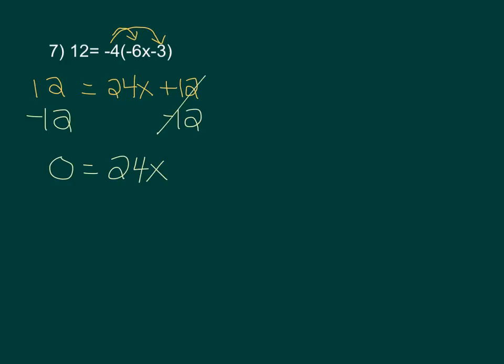Now x is still not all by itself, it's still got this 24 with it. And this is multiplication going on here. So in order to get rid of the 24, I'm going to divide by 24. And 0 divided by 24 is 0. These cancel out, so 0 equals x. So 0 is my answer, and you can check it.